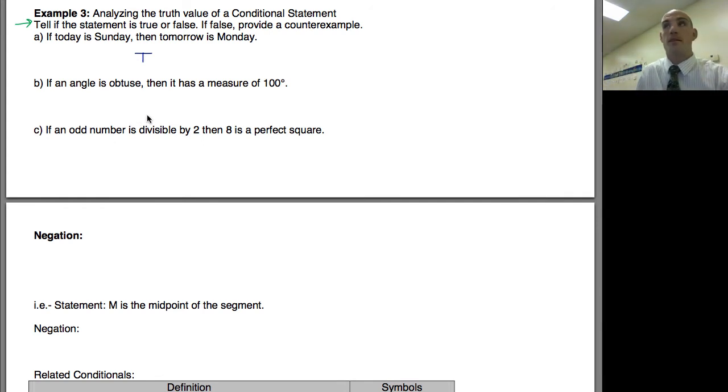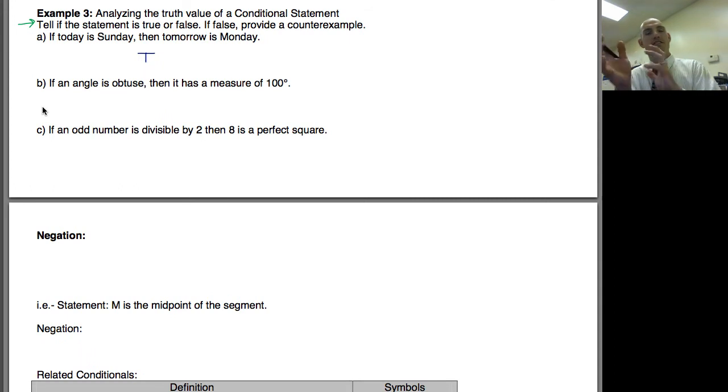Letter B. If an angle is obtuse, then it has a measure of 100 degrees. Well, if it's obtuse, it doesn't necessarily mean that it's 100 degrees. If it measures 100 degrees, it is obtuse, but what if I had an angle that was 116 degrees? That's also obtuse, but it's not 100 degrees. So this statement's going to be false. I found the counterexample of 116. You could have said 139, 146.5. So not every obtuse angle measures 100 degrees.